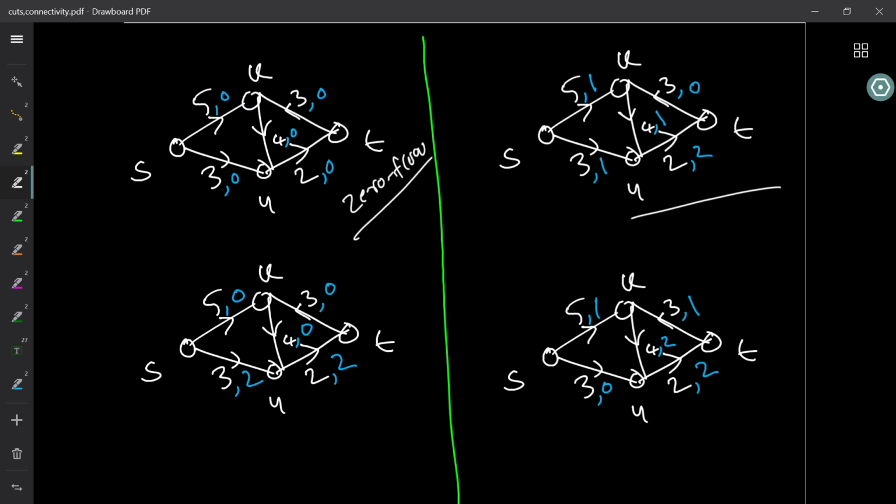So therefore, we have a flow here, and here is another flow. 2 is coming through this arc, and here it's all 0, and 2 is going out. So this is also a flow, and here is again another function. 1 is going into v, 2 is going out, and 1 is going in here, and then again 1 coming from here. So that is 2, and here 2 is coming in and 2 is going out. So this is also fine. So this is also a flow.